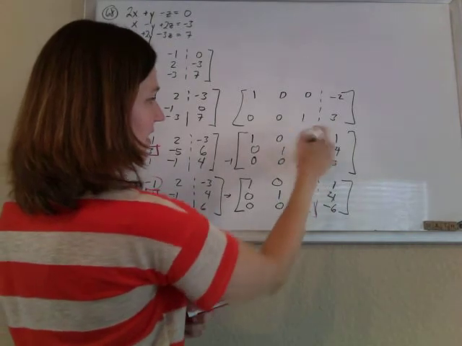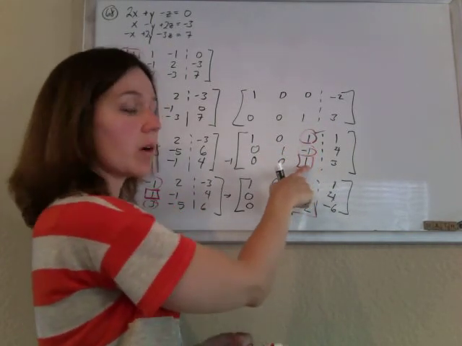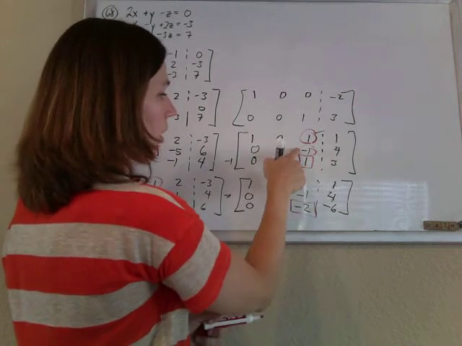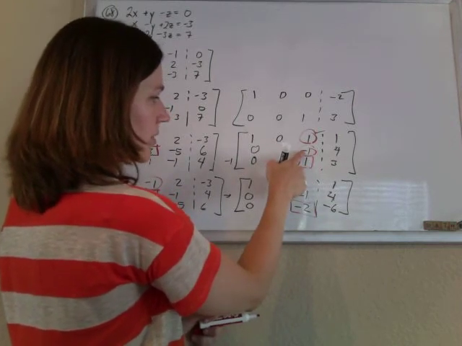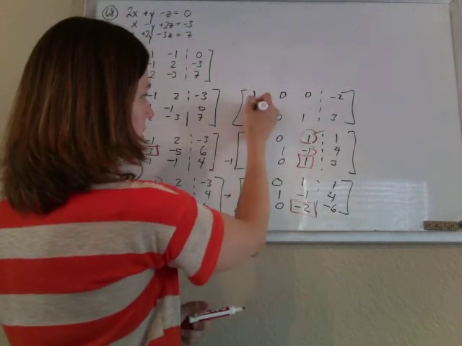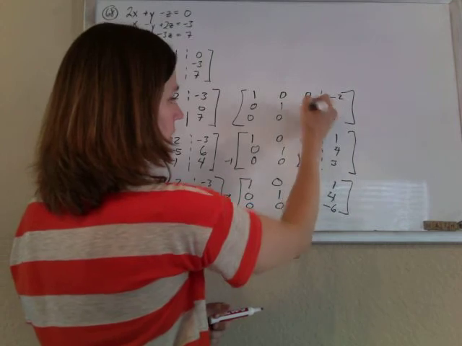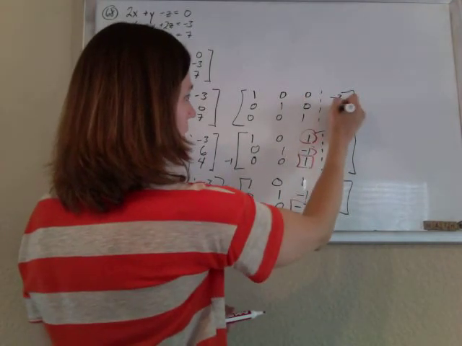Now, this 0, check. Onto this one. Using that 1 you worked so hard to get, all you have to do is add them and that'll be 0, right? So add these 2 rows. So 0 plus 0 is 0. 0 plus 1 is 1. 1 minus 1 is 0. 3 plus 4 is 7.